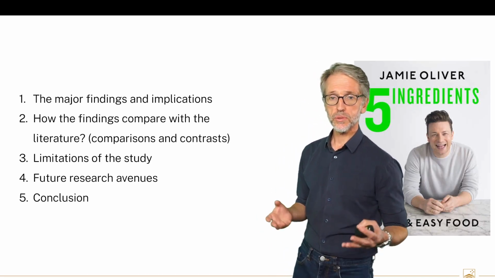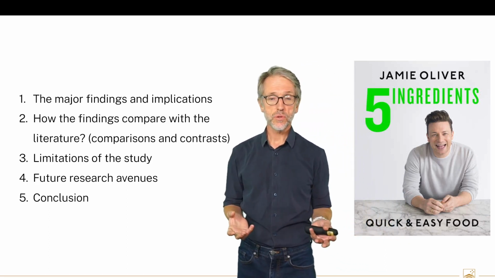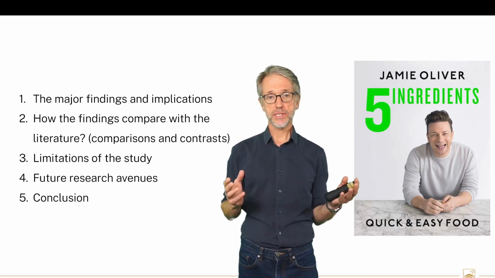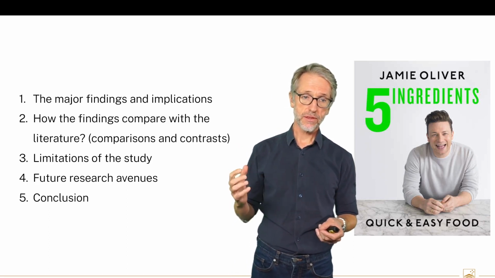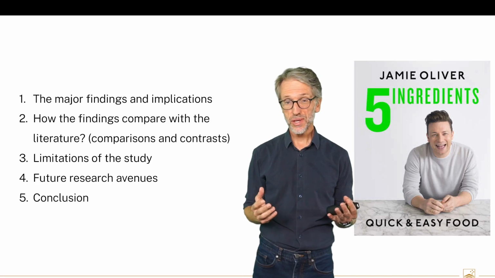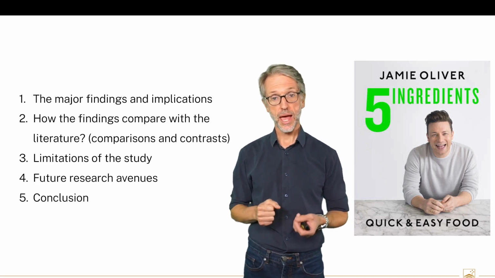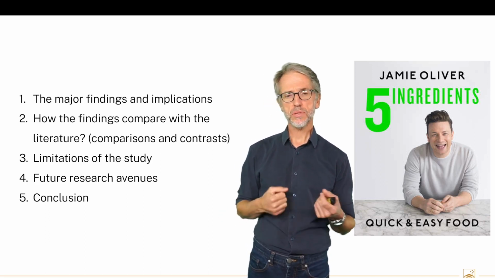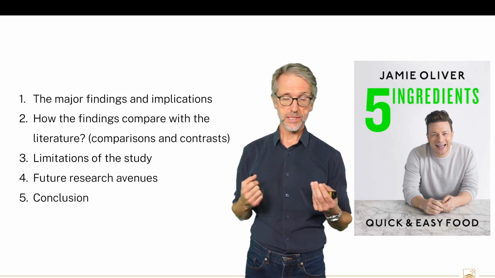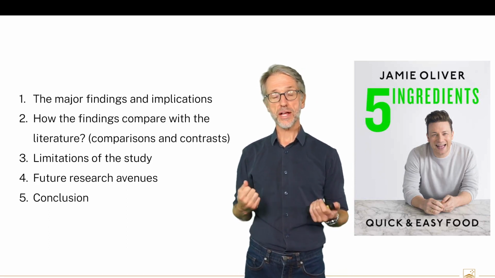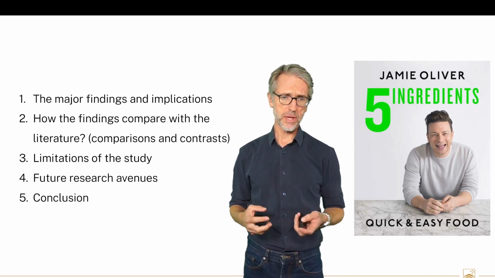So if you want a recipe that you can use to build a discussion, consider these 5 things: the major findings and their implications, and how the findings compare, are they similar, are they different? So comparisons and contrasts with the existing literature, and perhaps comparisons and contrasts with the results of your own study, if you conducted more than one test. There's this element of the limitations of the study without particularly undermining the study, and following on from that, future research.